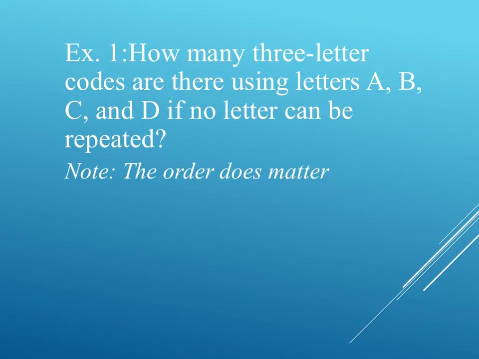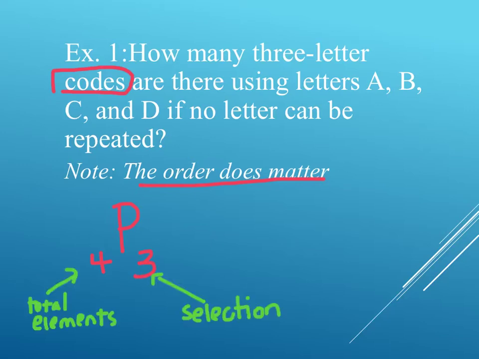So now revisiting example 1, how many 3-letter codes are there using letters A, B, C, and D if no letter can be repeated? So, note the order does matter, and we talked about that a moment ago because we decided in codes, order does matter. And so we can apply the permutation formula. So I have 4 elements in the set A, B, C, and D, and I'm going to choose or select 3 elements. So again, I have 4 total elements. I'm selecting 3 of those. That's where I get my n and my R. And now I'm going to substitute that into the formula.